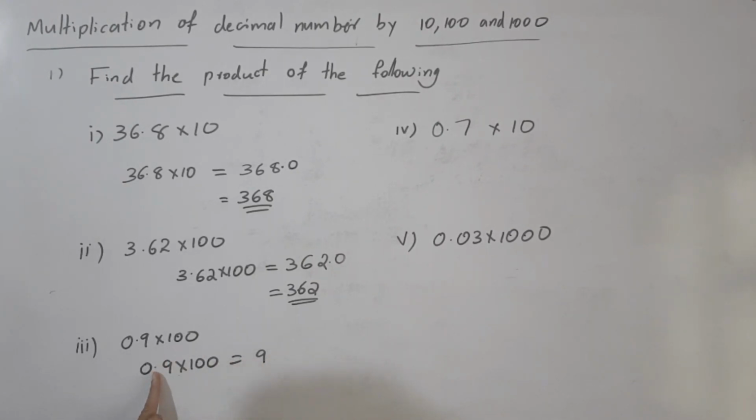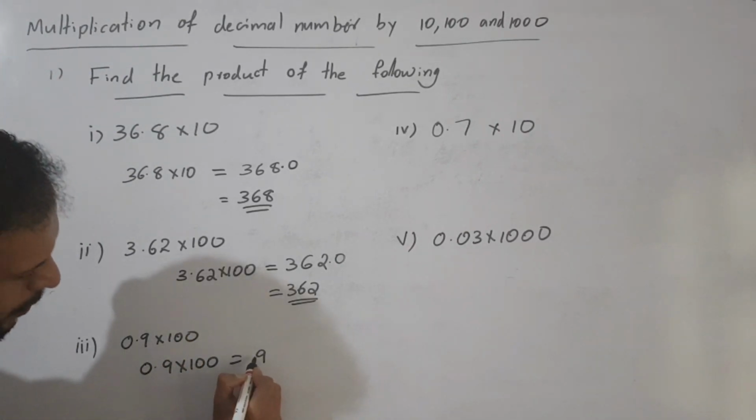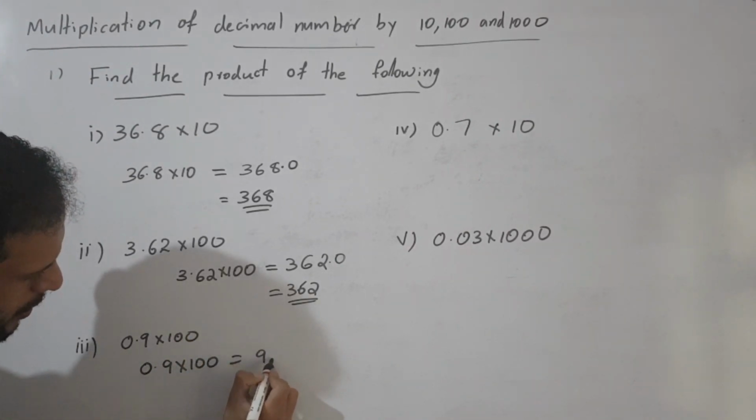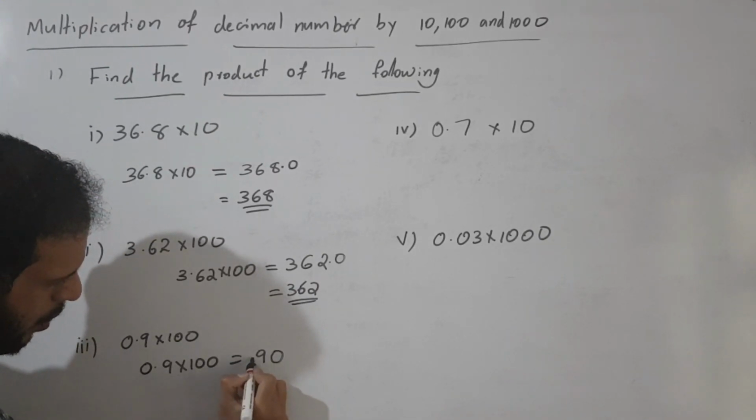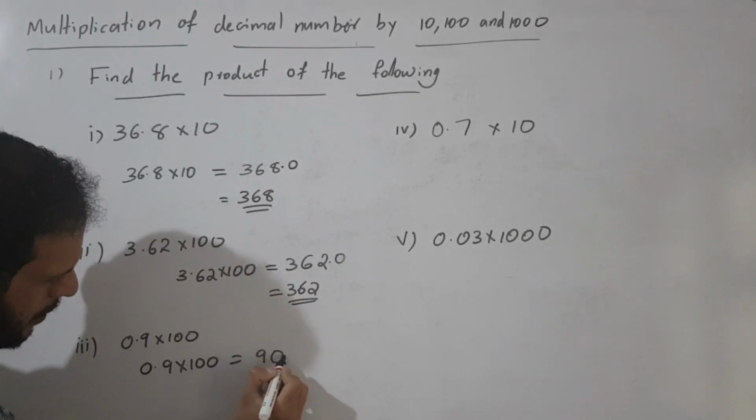Then this needs to move how many steps back? 2 steps back. Now it is in front of 9. Then 1 step. There is no number to move the second. Correct? There is no number to move the second. So we add 0. So again 1 step, 2 steps.